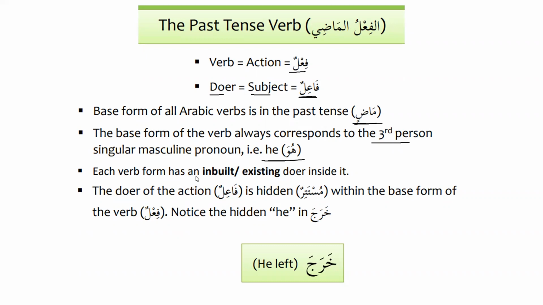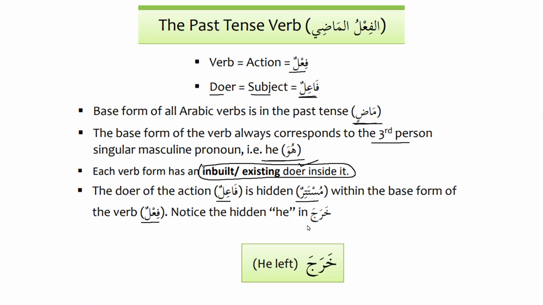Each verb form has an inbuilt or existing doer inside it. This is, I would say, the most important information about the verb that we need to know: every verb in the Arabic language has an inbuilt or existing doer inside it. So every verb has a doer inside it. The doer of the action, yani fa'ilun, is hidden, yani mustatirun, within the base form of the verb, fi'lun.